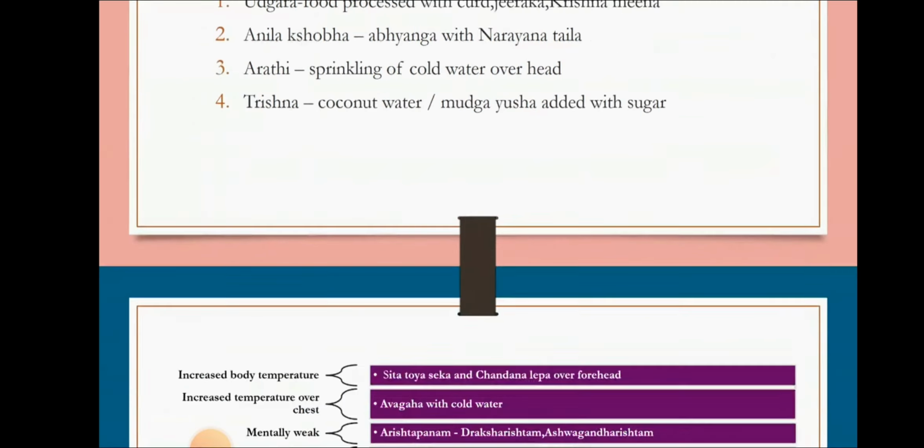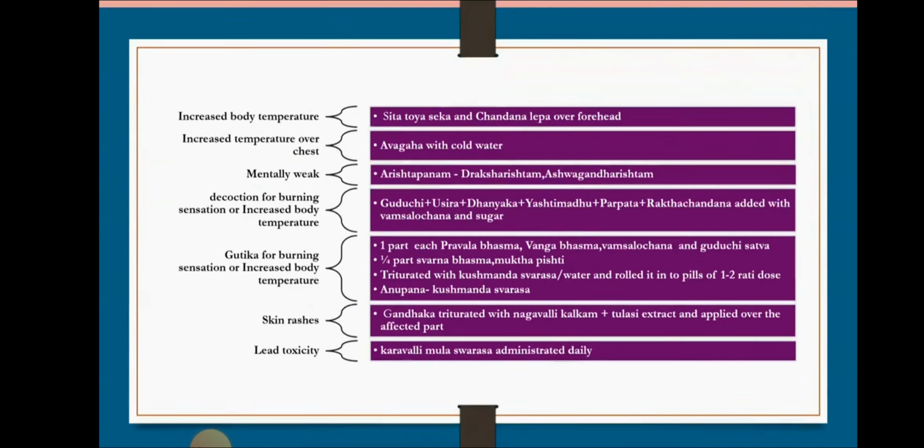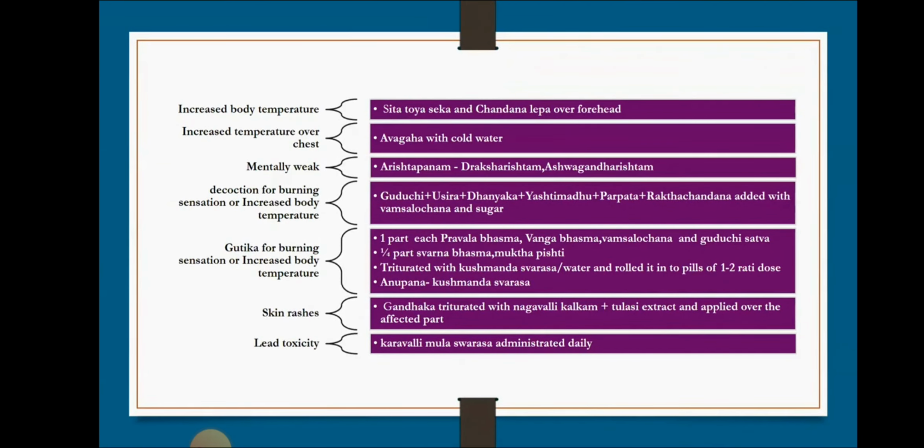And in Rasatarangini, further these conditions are elaborately explained. That is, increased body temperature: we have to do Sheeta Toya Seka and Chandana Lepa over the forehead. Increased temperature of the chest region: Avagaha is indicated with cold water, a tub bath. Mentally weak patients: sometimes the patient can be mentally weak after the intake of rasa preparation, especially improperly prepared rasa preparations. In that case, you can give Anuvasana; Draksharishta as well as Ashtagandharishta can be given.